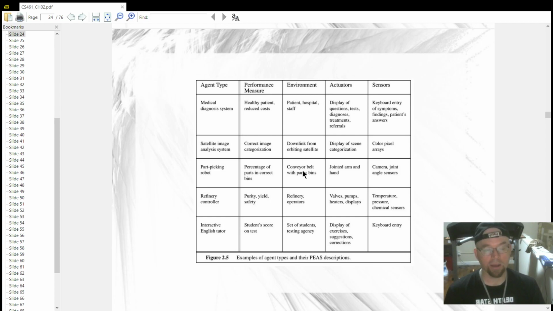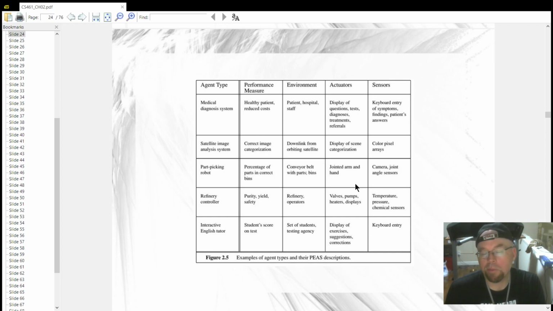You can't just say, performance measure, dog. If I look at that and I go, what the hell is a dog? Then you're in trouble. You're going to lose points, right? That's not really describing the environment. But remember, performance measure, environment, actuators, sensors.